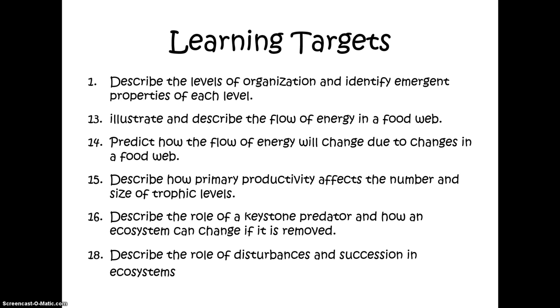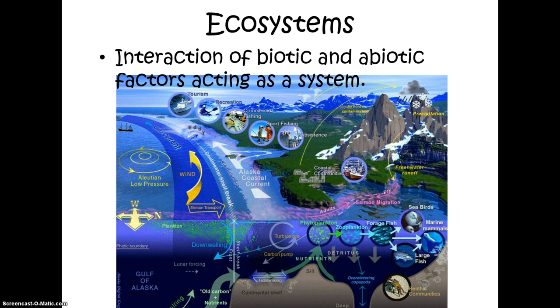16, describe the role of keystone predator and how an ecosystem can change if it is removed. Okay, and then lastly, the role of disturbances and successions in ecosystems.